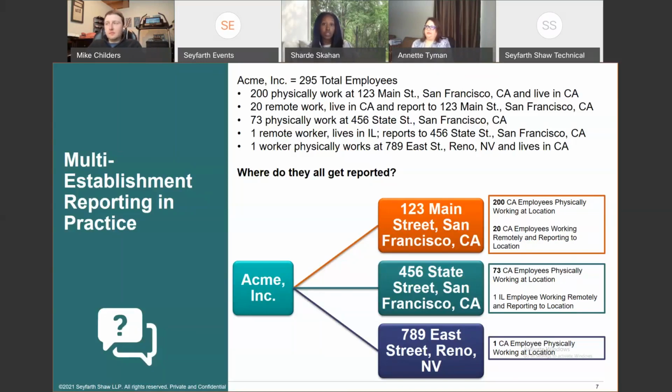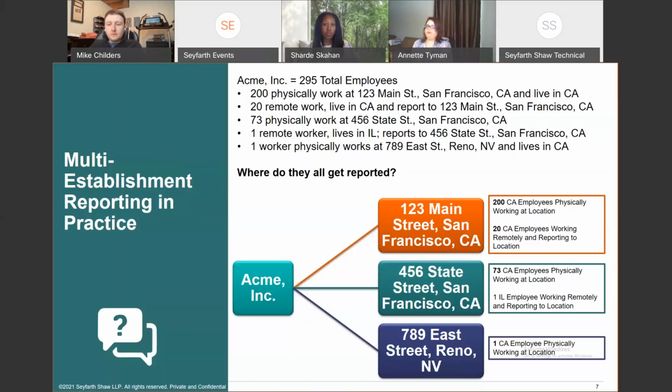I just wanted to add, because I'm seeing questions coming up on this issue. This is one of the FAQs. In this example, there would be 3 establishments that you're actually going to be reporting on. So what happens if you have other employees at that Reno location, who do not live in California, but you have other people, either they're reporting from other states to the Reno location or they're physically working there? You do not have to report on those other Reno non-California employees. So I know that there were some questions coming up on that.